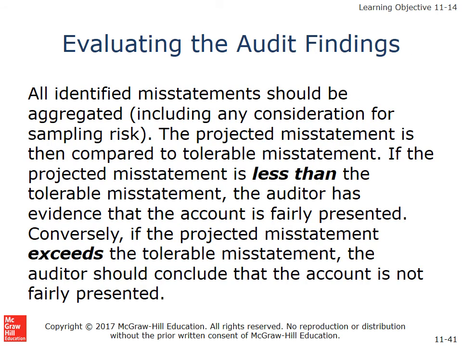Once we are finished with our substantive tests, we have done our test of controls, assessed our detection risk, and created our substantive test. Now we can evaluate the audit findings. So all identified misstatements should be aggregated. The projected misstatement, remember, is then compared to our tolerable misstatement. If the projected misstatement from this process is less than the tolerable, the auditor has evidence that the account is fairly presented. Conversely, if it exceeds it, the auditor should conclude that the account is not fairly presented.